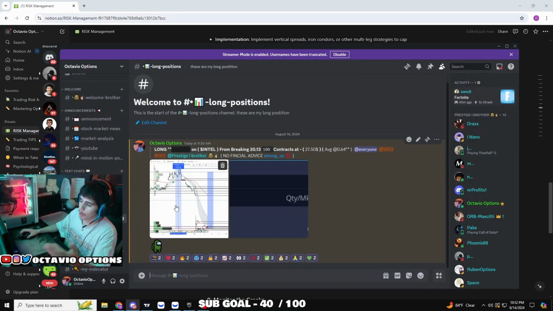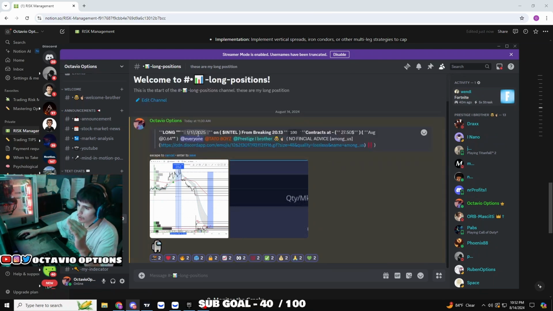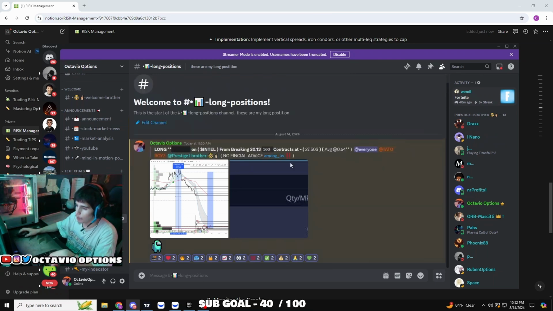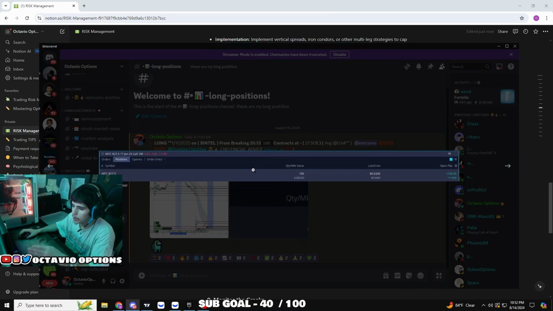And then we got my long positions as well. This is what I'm showing in long, and this is what I'm long for. This shows the positions that I'm long in and what I'm holding for the expiration date. I'm long Intel right now, 27.50 strike for January 17, 2025, and I have 100 contracts, about 6.5k market value.